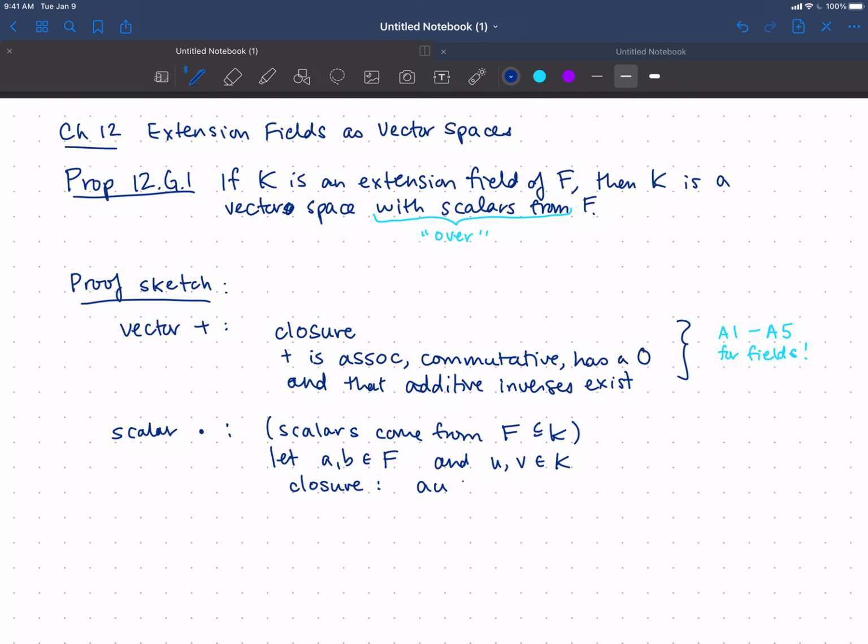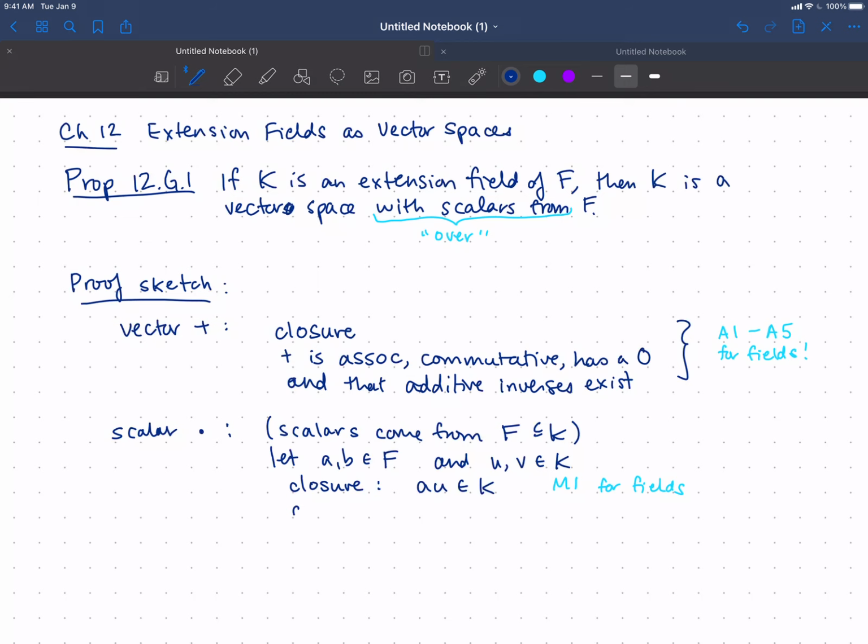So AU should be an element of K. And it is, because A is in K and U is in K. I know A is in F, but that means it's also in K. So A is in K, U is in K, and K satisfies M1, closure under multiplication. You might get the idea that we're going to do a lot of this. It's a thing that we know about fields. So we also need to check distributivity and associativity and stuff like that.